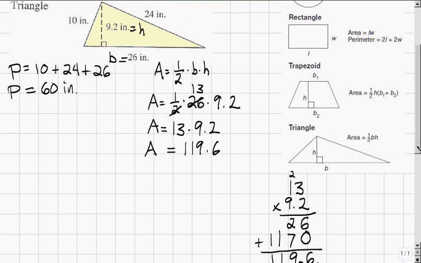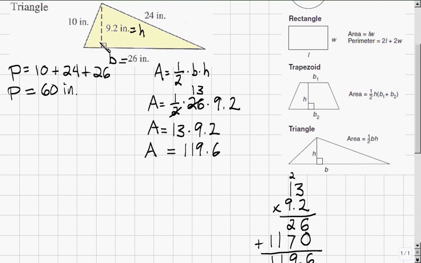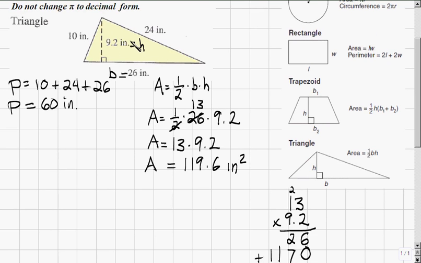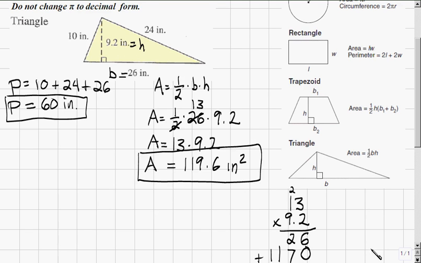And what that represents is that if we were to chop the region inside of this triangle into squares, we would have 119.6 square inches. So the measurement for area is in square units, and that represents all the material on the inside of this triangle. So the perimeter is when we add up all the three sides, and that would be a total length of 60 inches. And the material on the inside of this triangle has an area of 119.6 square inches. And that's our answer.